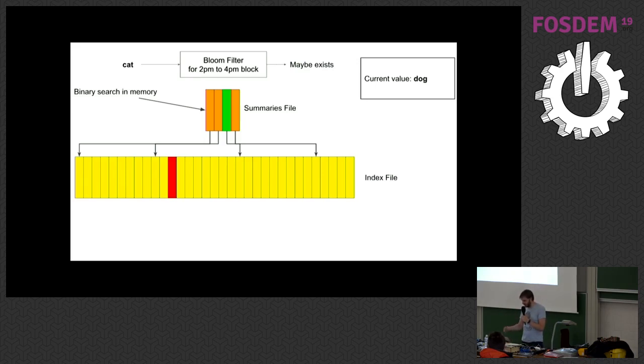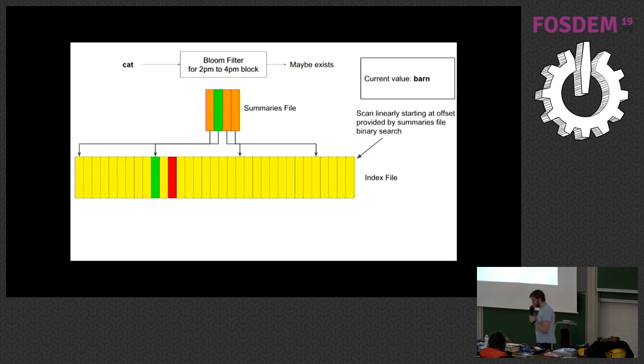Sorry, the current value of the binary search is dog, the start is dog, we're going to go left because cat is less than that. Then the current value is bond. So now that's before the entry, the cat that we're looking for. And then we're going to basically say, okay, well, that was the closest one we found. Now we're going to start literally scanning.